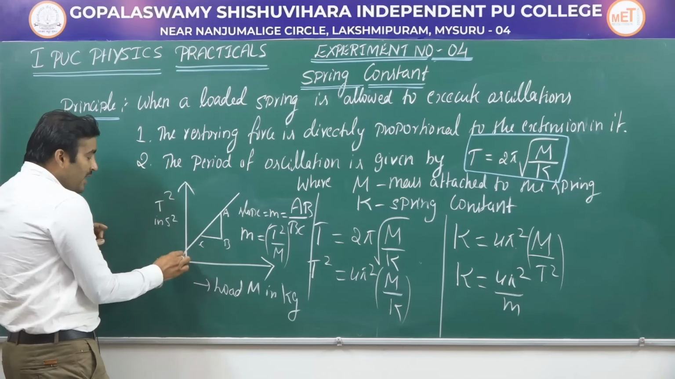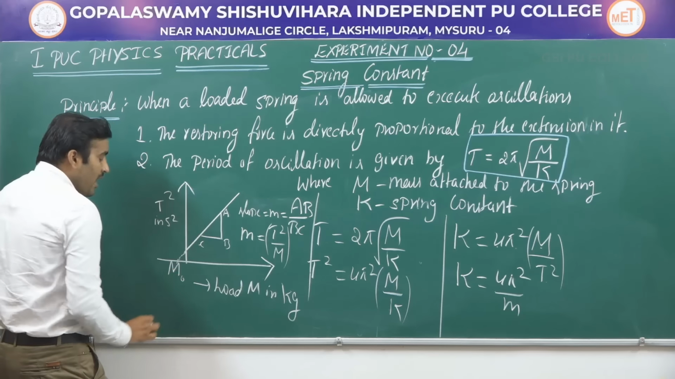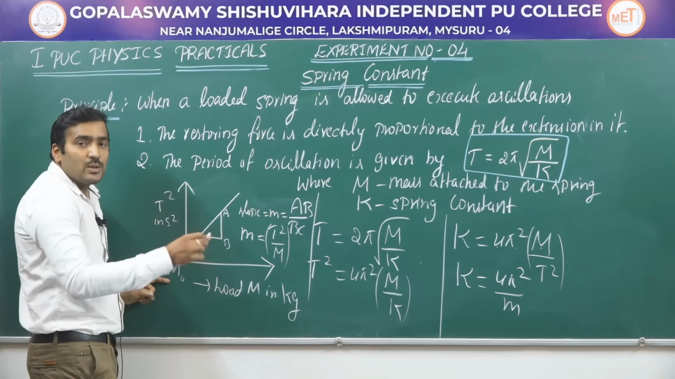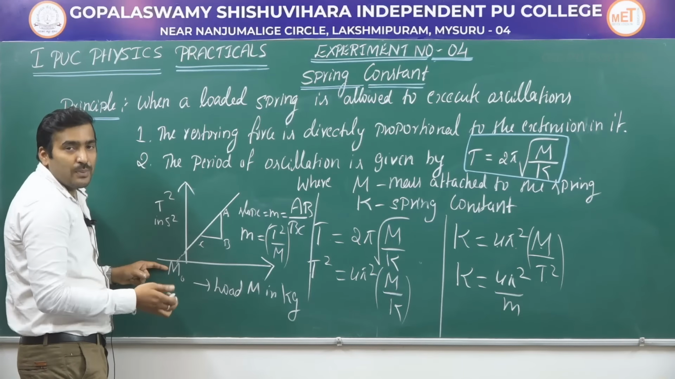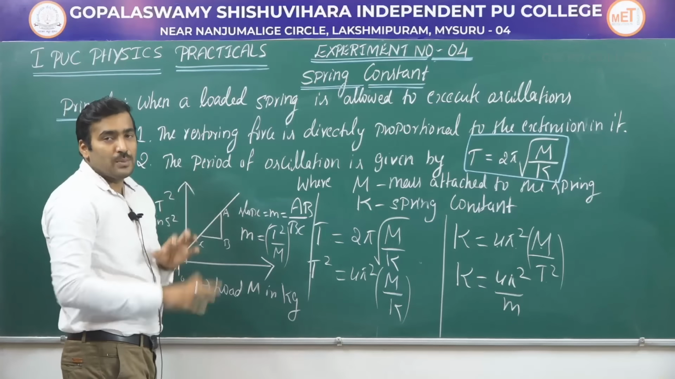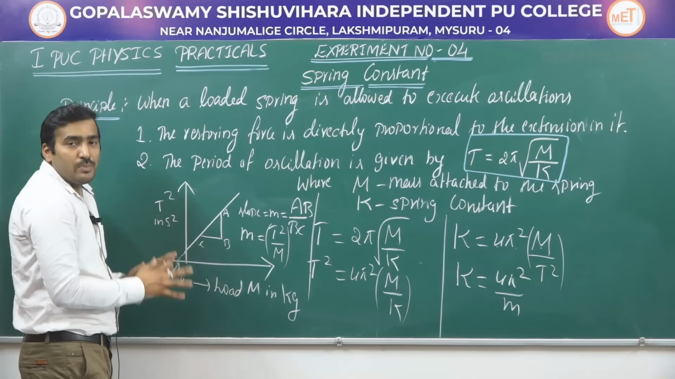And here, it is having a negative x-intercept. The x-intercept gives us the effective mass of the helical spring. So, this m naught gives the effective mass of the helical spring. It is just the mass of the given spring. That's it. So, by this method, we can find the spring constant.